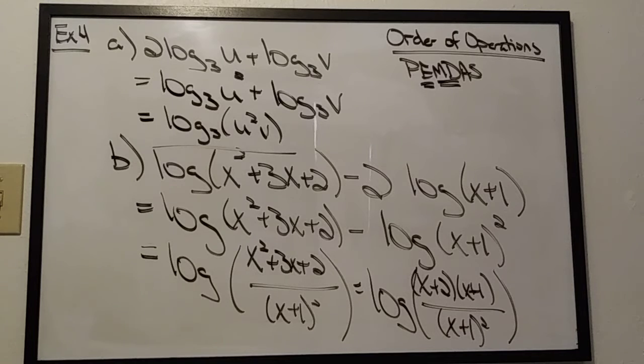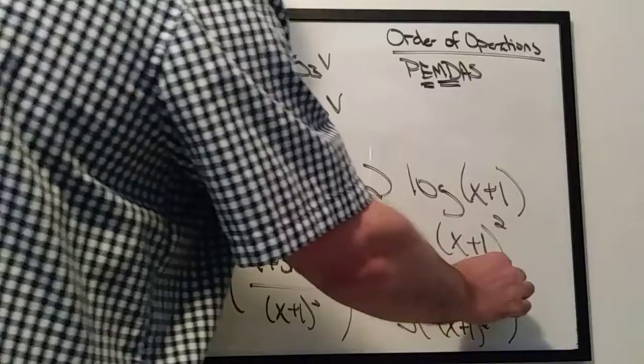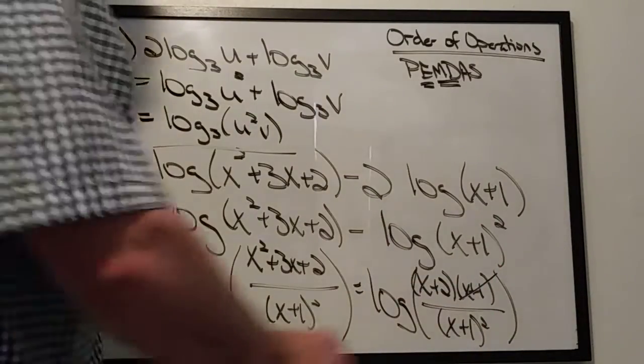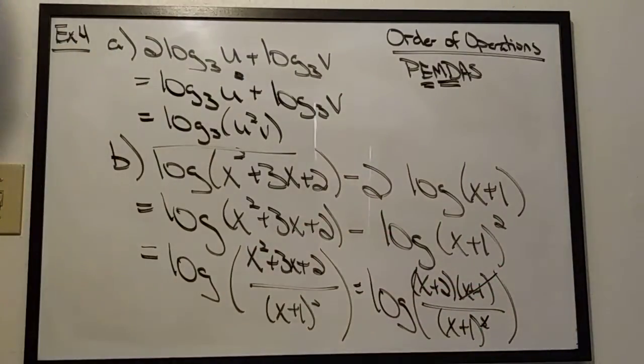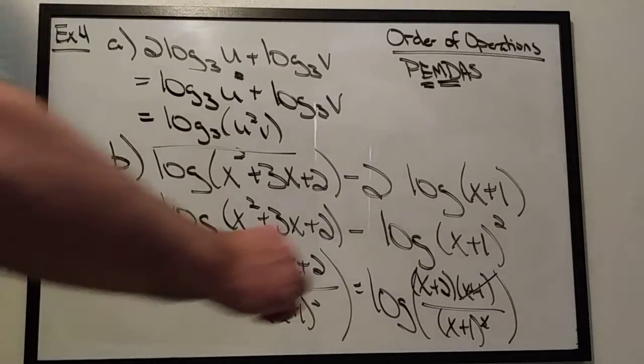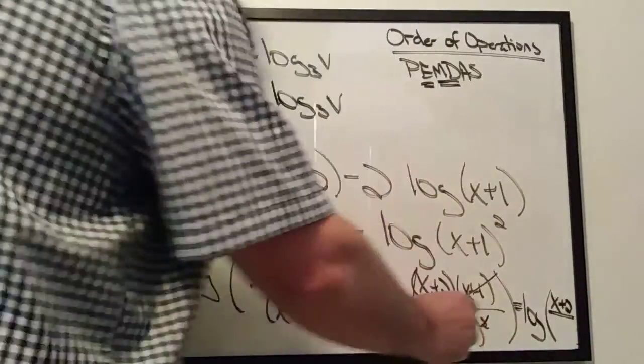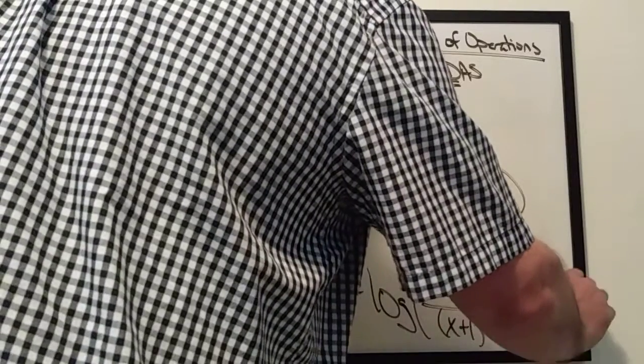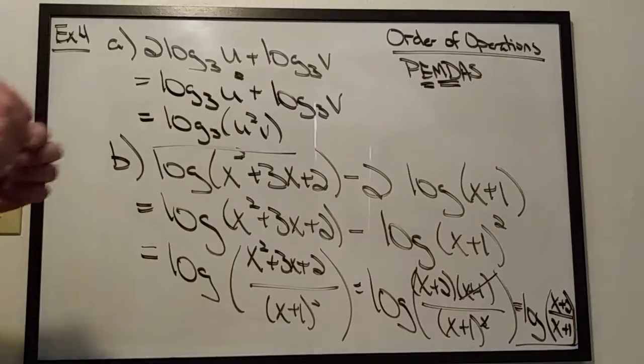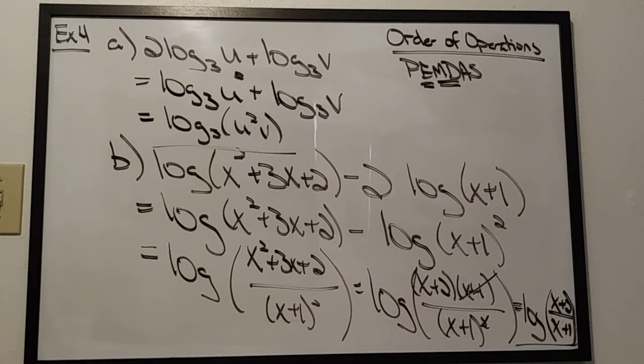Now, as I look at the numerator and the denominator, I have a rational expression that has a common factor in the numerator and the denominator. I can cancel that common factor. So cancel one copy of the x plus 1 from the numerator and one copy of the x plus 1 from the denominator. What we are now down with is log of x plus 2 in the numerator and one copy of that x plus 1 in the denominator. And there's our final answer. This is log of the division problem, x plus 2 divided by x plus 1.